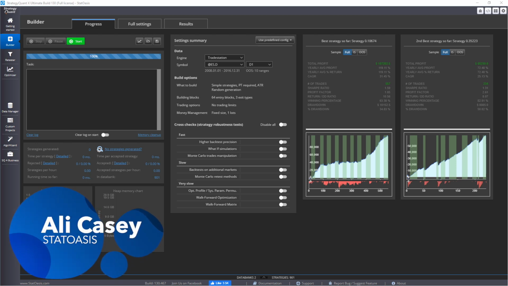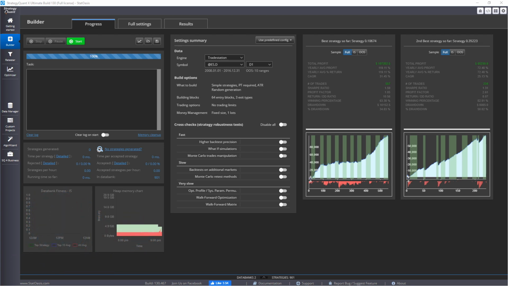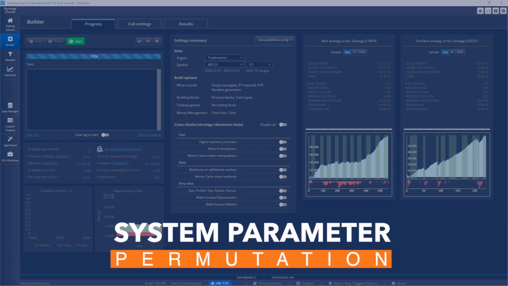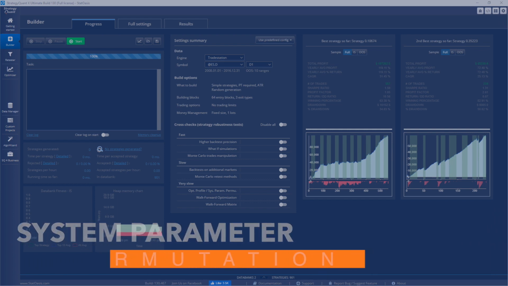Today's video is more of the advanced robustness testing. So in the last couple of videos, I did Monte Carlo testing, simple and advanced. And if you didn't watch that, you can do so. I'll leave it in the description below or in the top corner on the left. If you watched it already, then this is the normal progression, which is System Parameter Permutation, SPP for short.